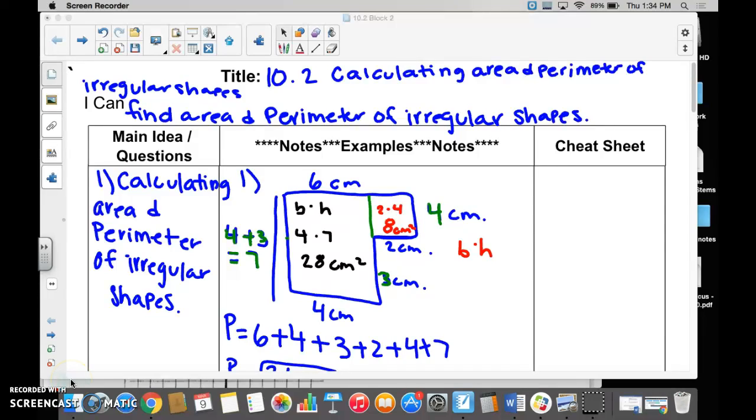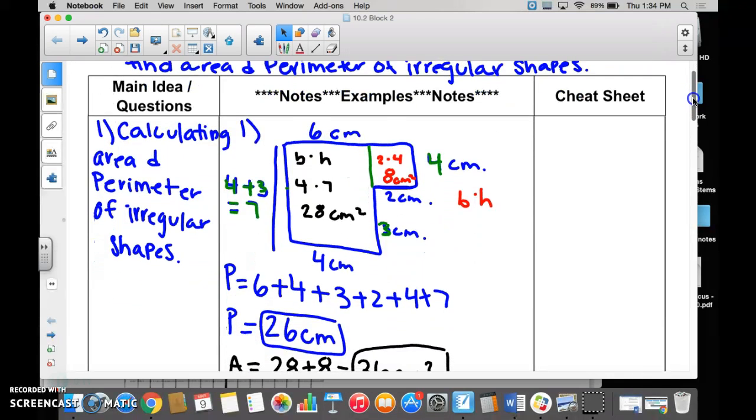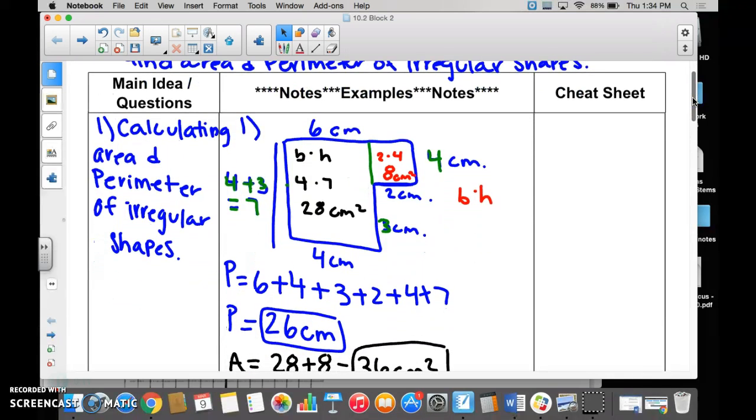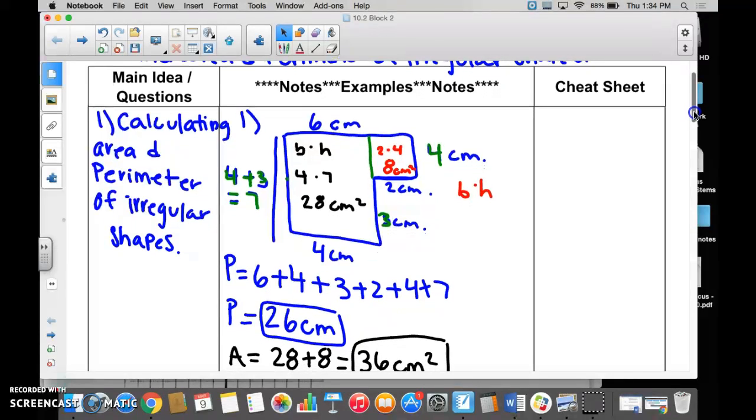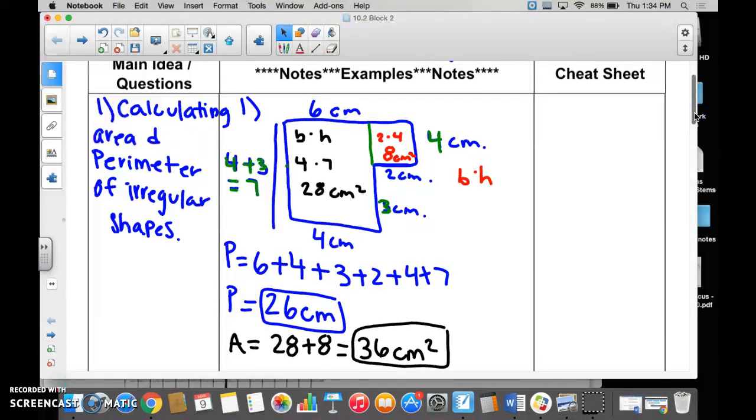Calculate area and perimeter of irregular shapes. I can find area and perimeter of irregular shapes. Yeah, so finding area and perimeter of irregular shapes, it's pretty easy, right? You just split them up into shapes that you already know. So here we split them up into two different shapes.